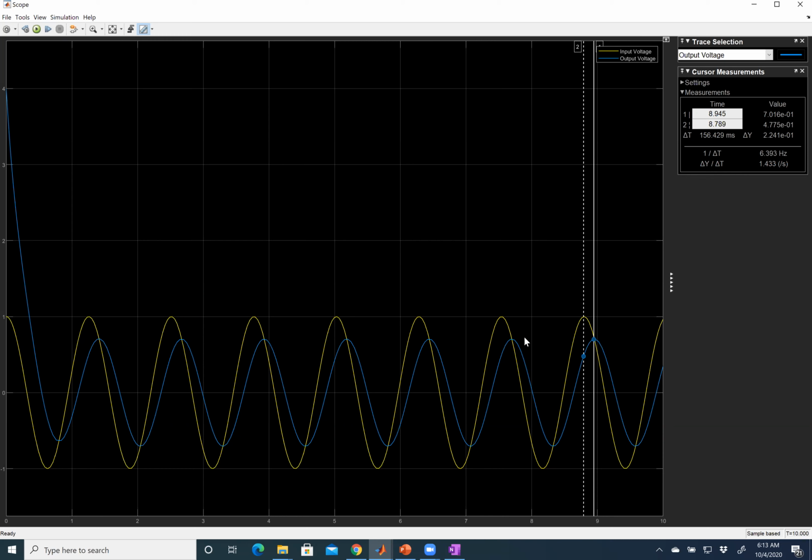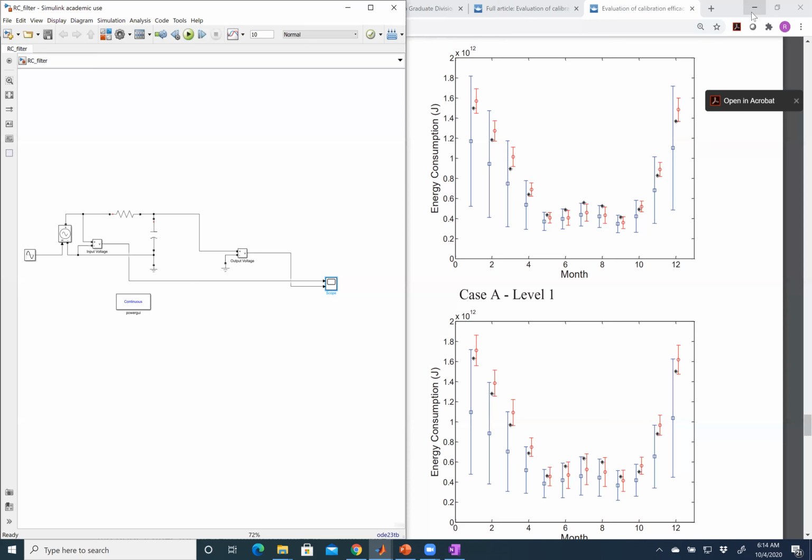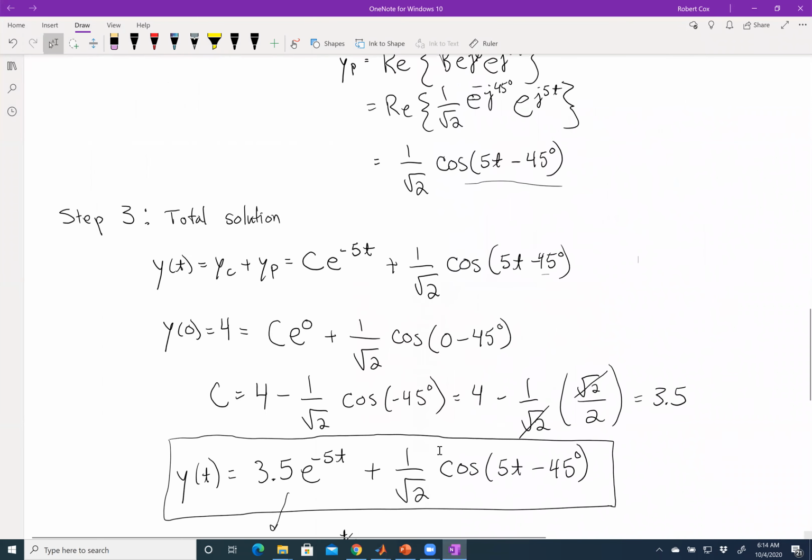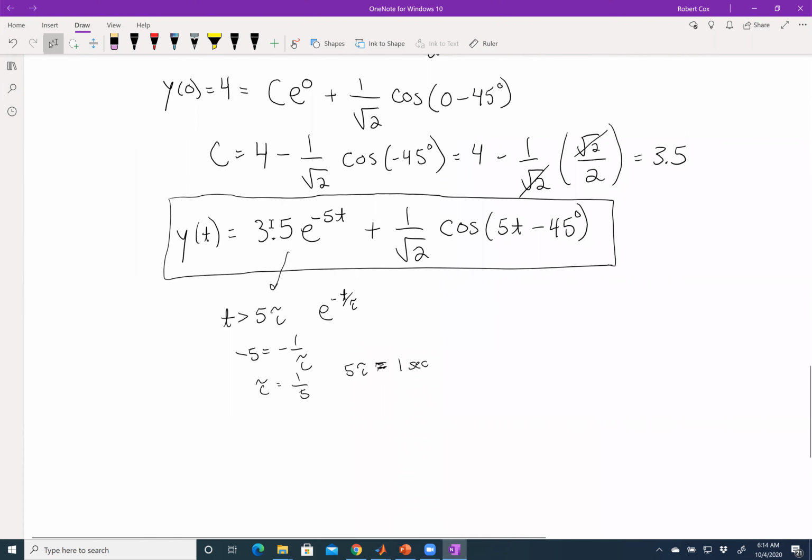What we see is that y, the blue output, is basically just a cosine waveform that's a little bit smaller than the input, and phase shifted a little bit. That's maybe the real key takeaway: once the transient response is dead, the output is also a cosine with the same frequency, but its amplitude is a little bit different and its phase is shifted.